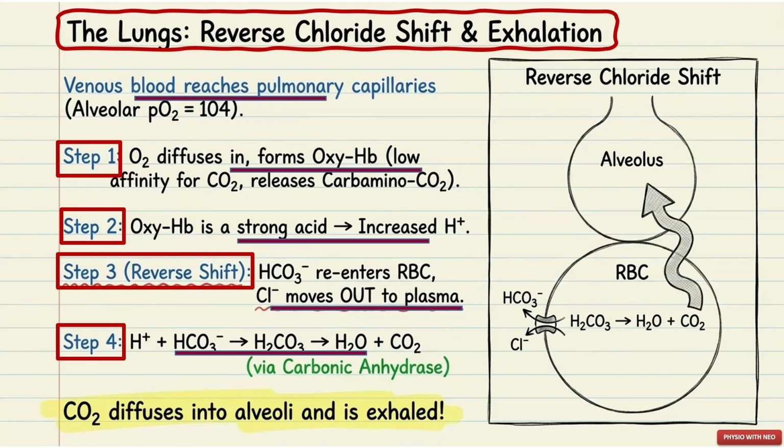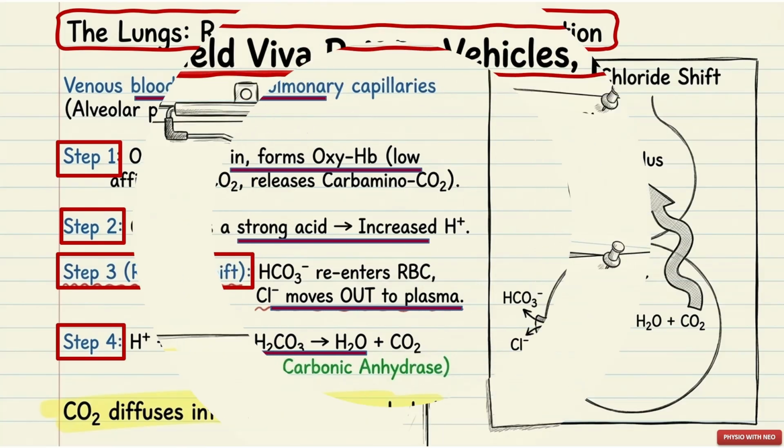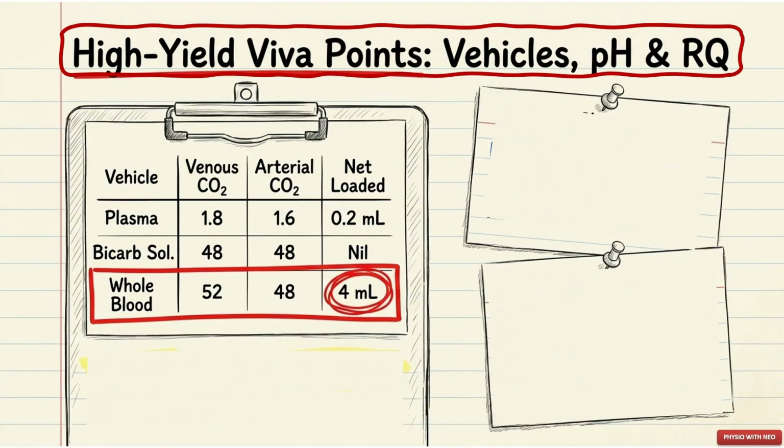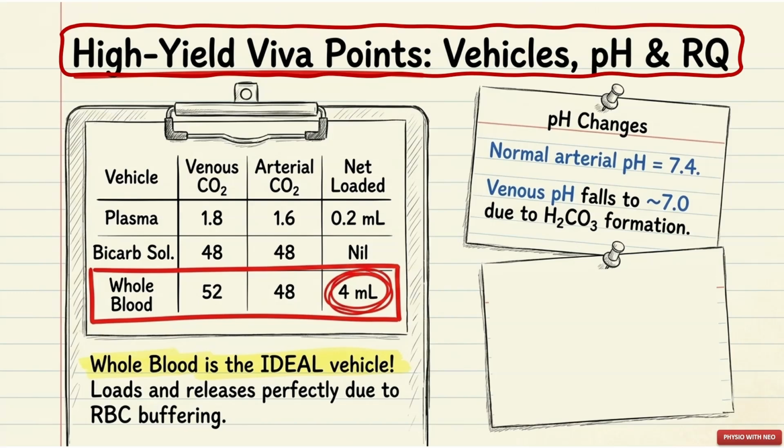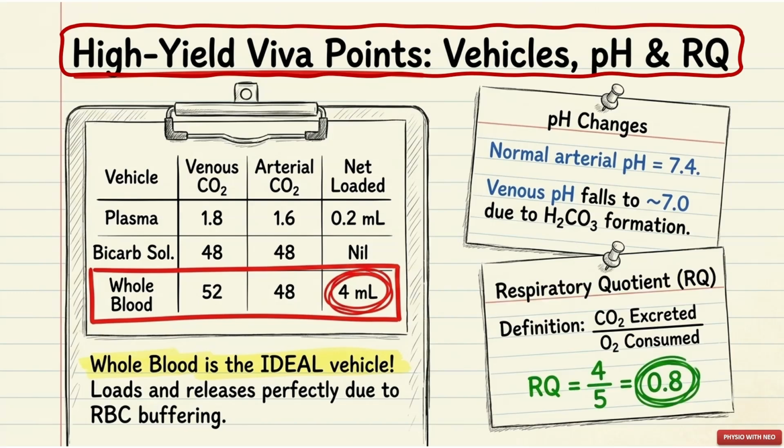Let's finish with some high-yield exam facts. Quick viva revision: whole blood is the ideal transport medium. Normal blood pH is 7.4. Respiratory quotient equals carbon dioxide produced divided by oxygen consumed, and the normal respiratory quotient is 0.8. These one-line facts are commonly asked during practical examinations.